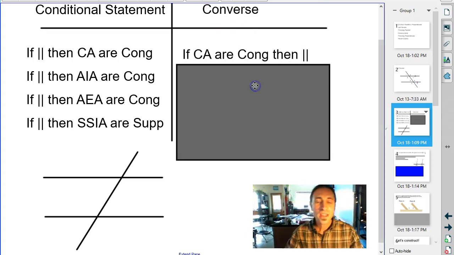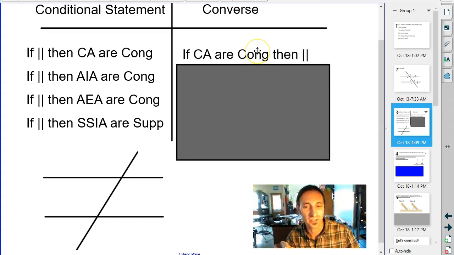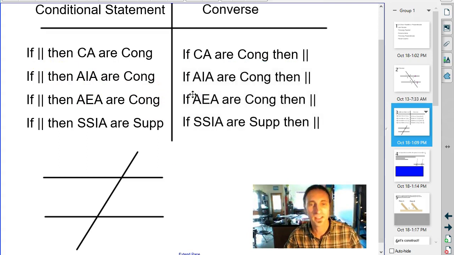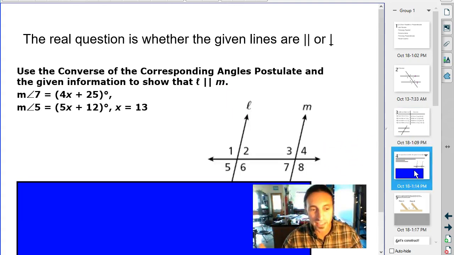The first one: if the corresponding angles are congruent, then the lines are parallel. If the alternate exterior angles are congruent, then the lines are parallel. If the alternate interior angles are congruent, then they're parallel. And if same side interior angles are supplementary, well, guess what? Then those lines are parallel. That's the first part of this whole lesson: the converse of those theorems or postulates are also true, right? So the real question is whether it's given that the lines are parallel or not, or perpendicular or not.